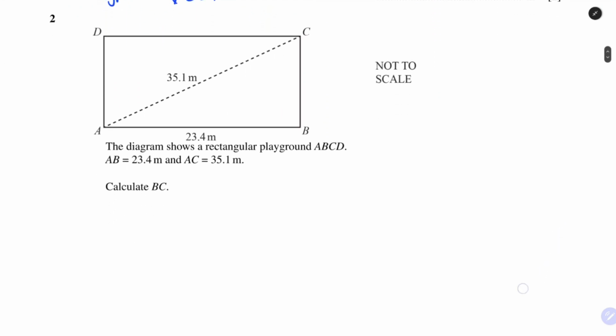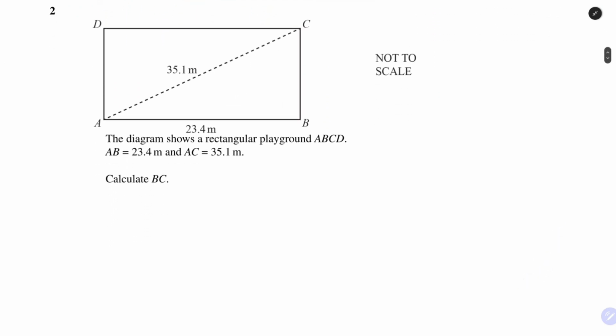Now, this question is similar to the first one, but now we're just looking at a rectangular playground. The diagram shows a rectangular playground, A, B, C, D. AB is 23.4 meters and AC is 35.1 meters. Calculate BC. Now, this is BC here, so we have been asked to calculate this length.